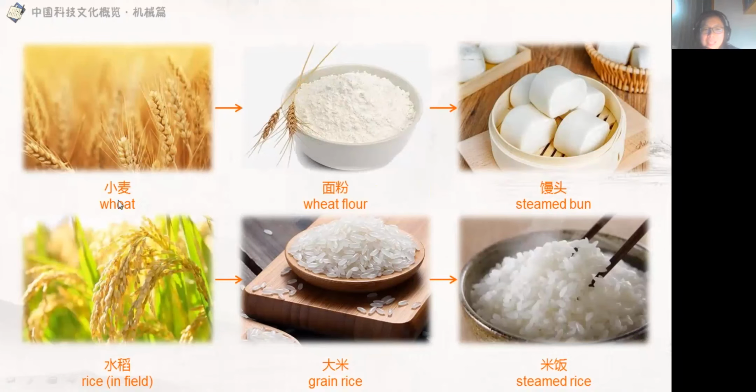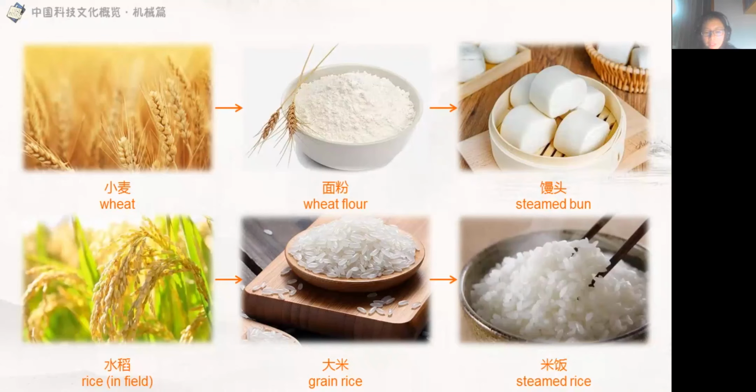好，那你看小麦。This is 小麦 wheat, and then we smash it, crush it into 面粉 wheat flour, and then will be 馒头, you can use 面粉 to make 馒头, or other different flour food, 面食, steamed buns. But southern people prefer rice, you can see here, the grain rice, uncooked. And then we cook it, it will become steamed rice, 米饭.